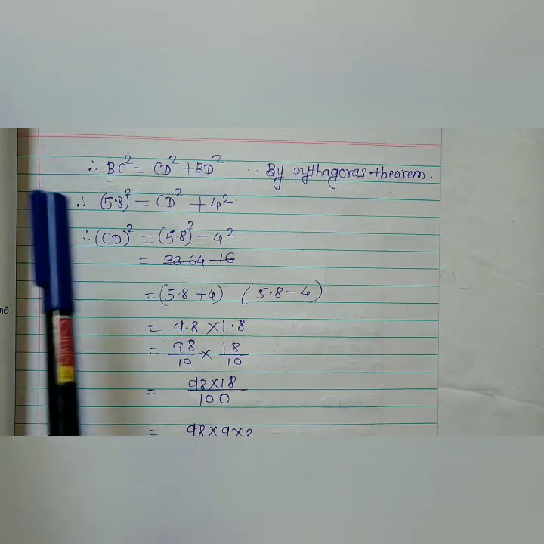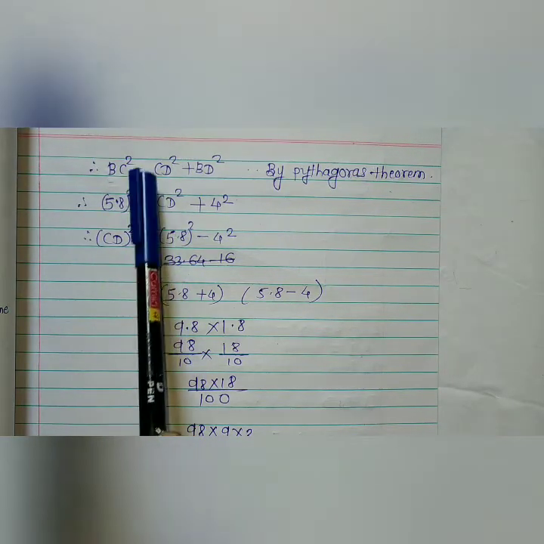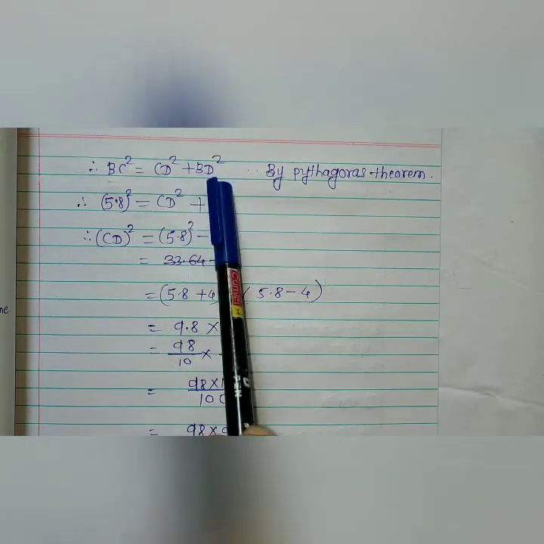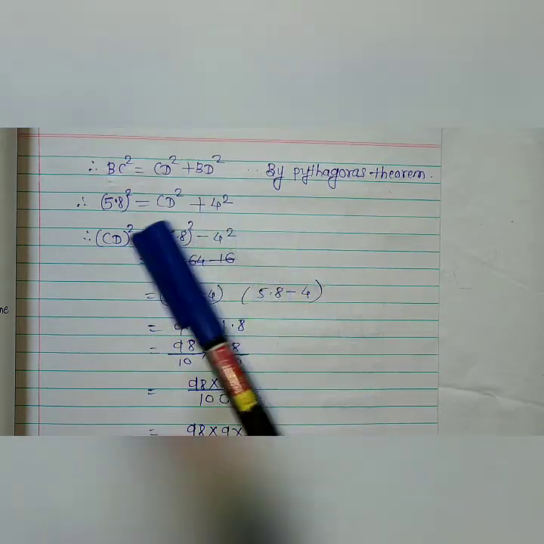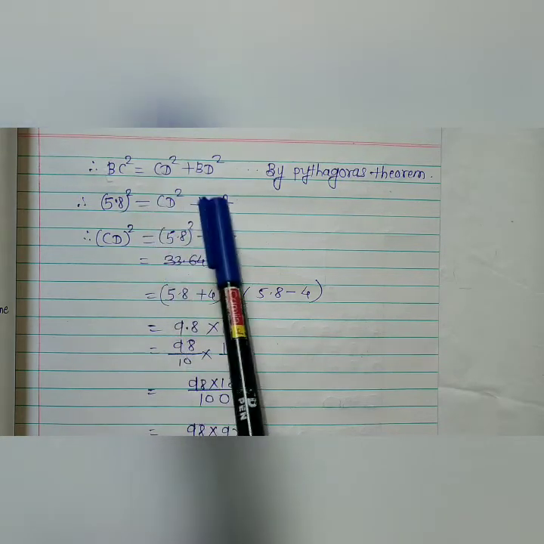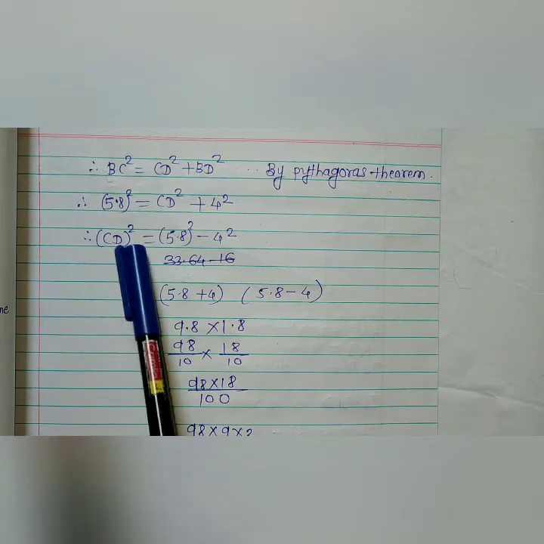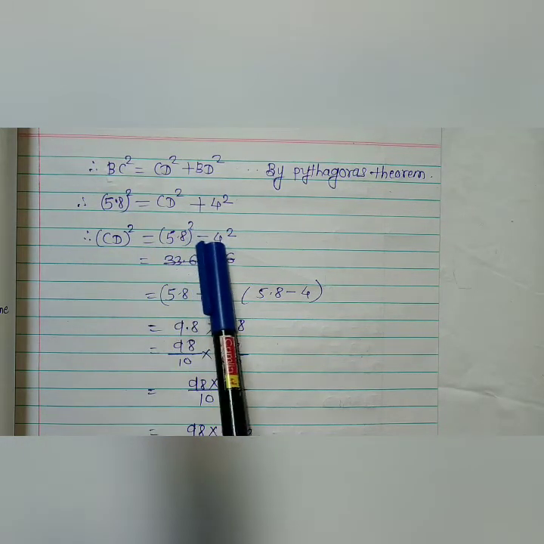By substituting the value of BC as 5.8, to find the value of CD, write CD square as it is. The value of BD is 4 square. So CD square is on one side, and 4 square moves to the other side with minus sign. Therefore, CD square is equal to 5.8 square minus 4 square.